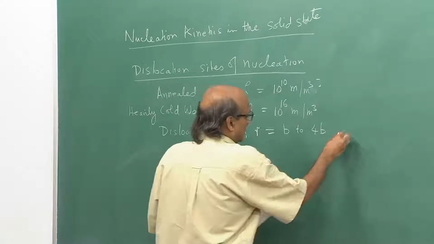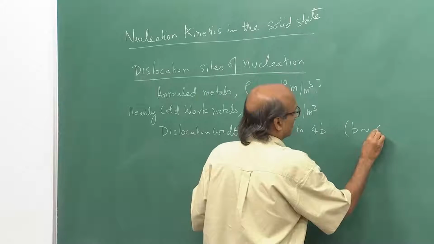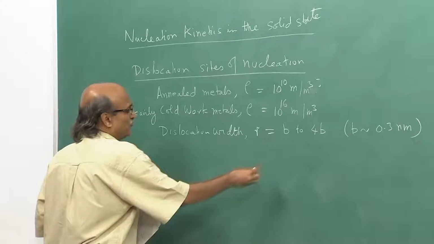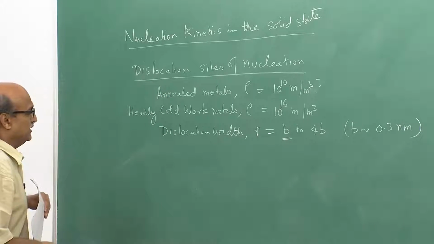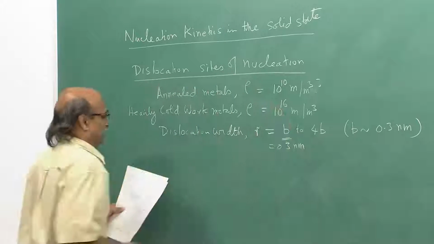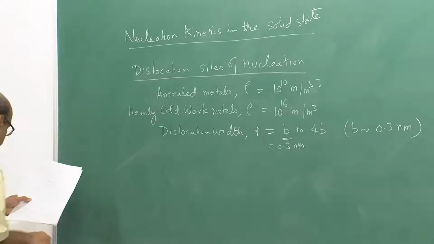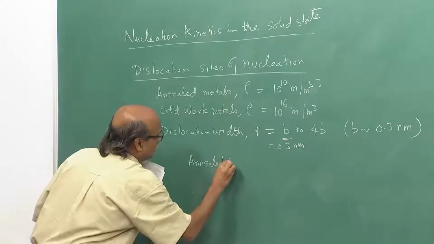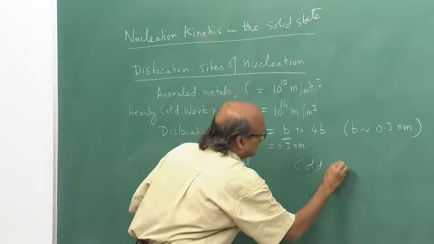Now, in a metal like copper, we can put the Burgers vector to be of the order of 0.3 nanometers. And let us just assume for purposes of order of magnitude estimation that the core width is just b, which means 0.3 nanometers. Then let us do an estimation for, let me write down here, annealed metal, cold worked metal.